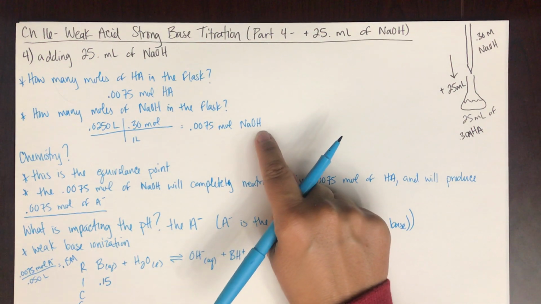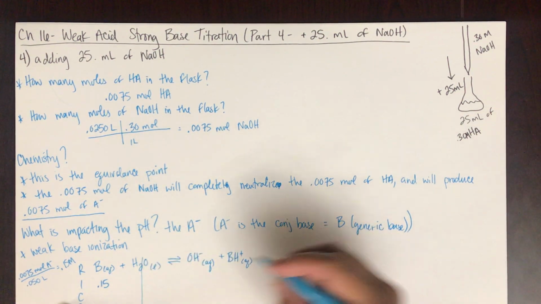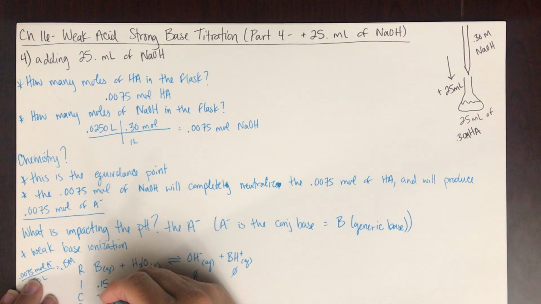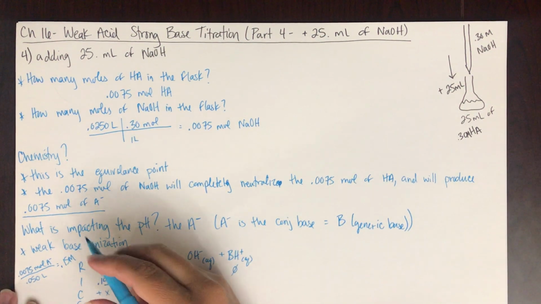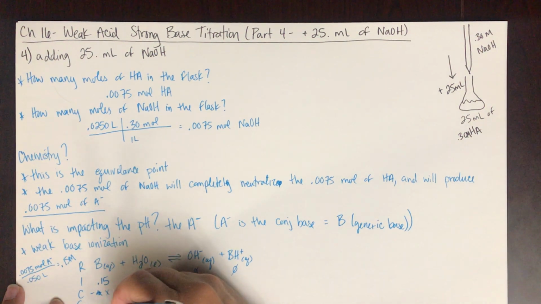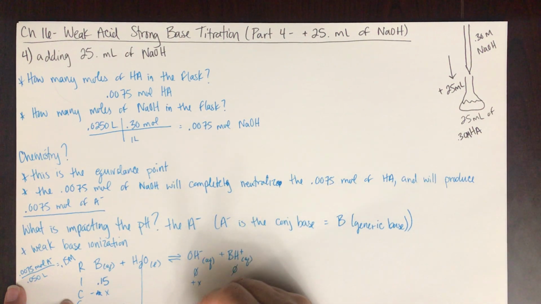Make sure that you don't put the number of moles in the equilibrium table. What goes in the equilibrium table is always the concentration in molarity. So no water, no hydroxide, no conjugate acid. So 0.15, minus X, plus X, plus X.